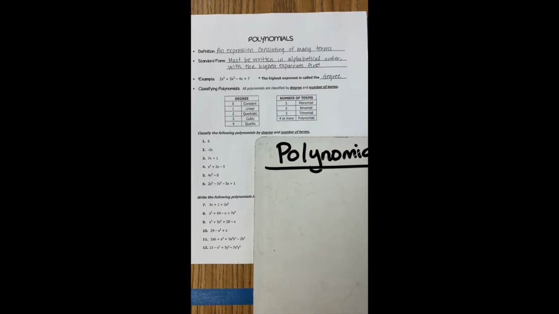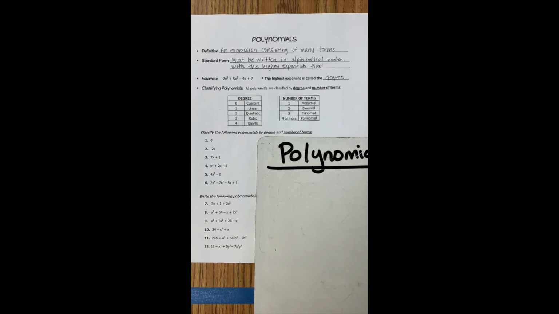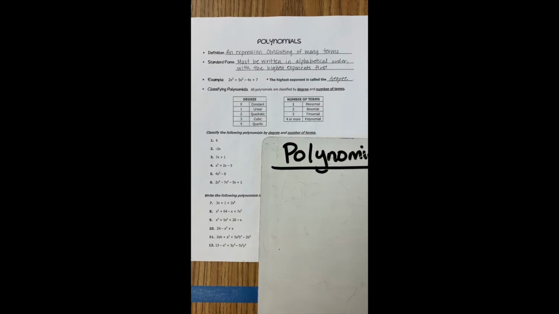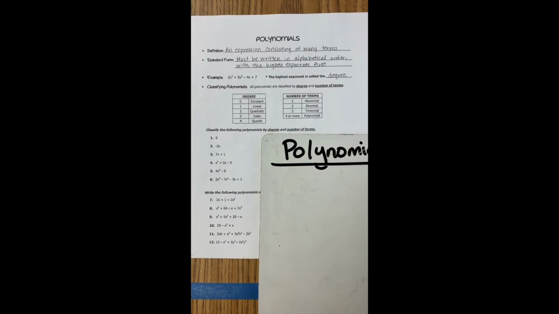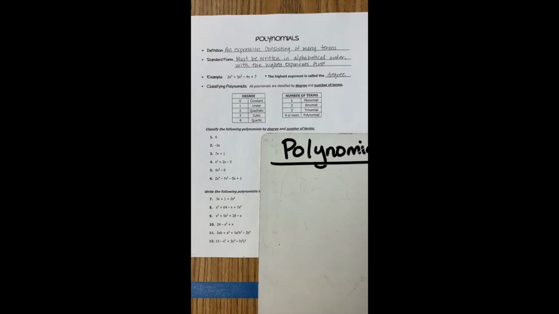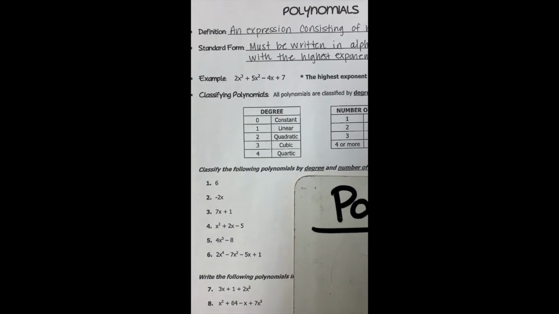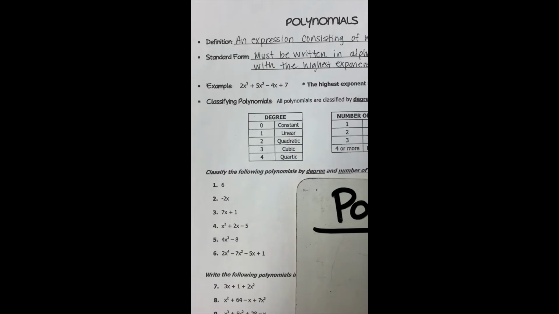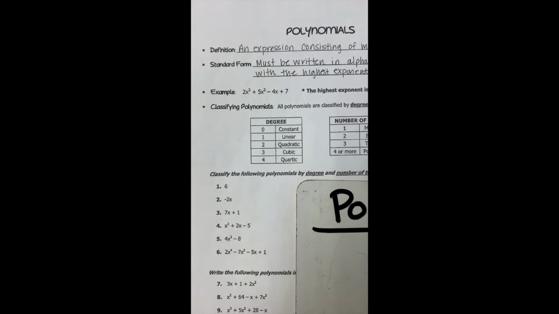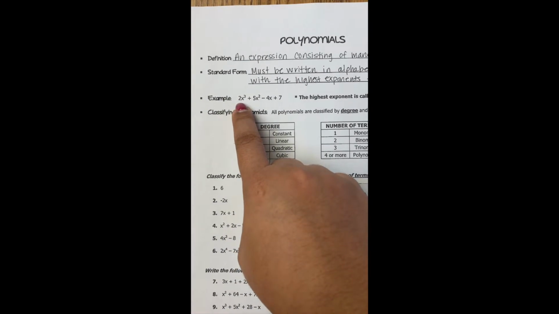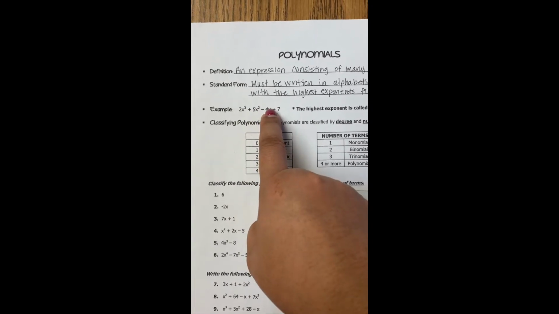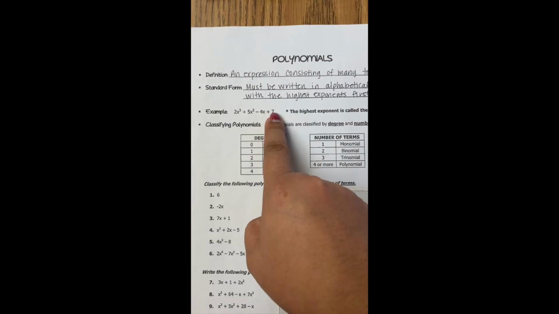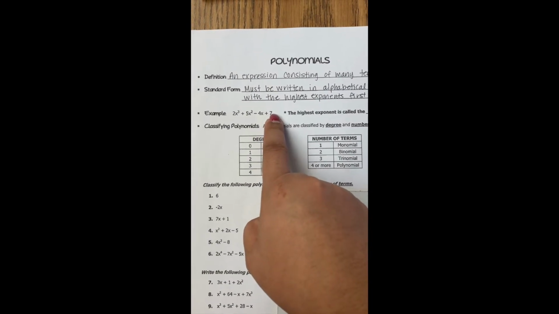The definition of a polynomial is an expression consisting of many terms. Standard form must be written in alphabetical order with the highest exponents first. As an example, we have 2x cubed plus 2x squared minus 4x plus 7. The highest exponent here is a 3 from the 2x cubed. Then the second highest exponent is 2, then a 1, which is invisible, and technically there would be a 7x to the 0. x to the 0 is the same thing as 1.